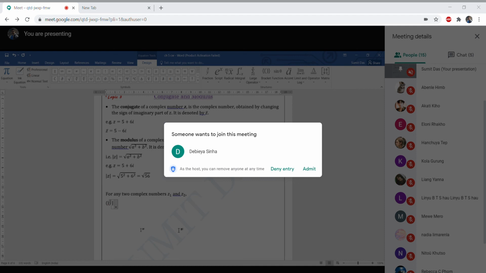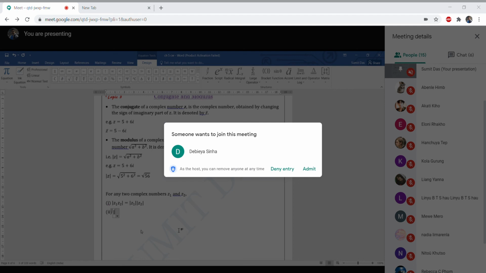modulus of Z1 Z2. Modulus of Z1 Z2 is equal to modulus of Z1 into modulus of Z2. Okay. This is number 1. Number 2, first I'm writing all of these, then I'll explain.